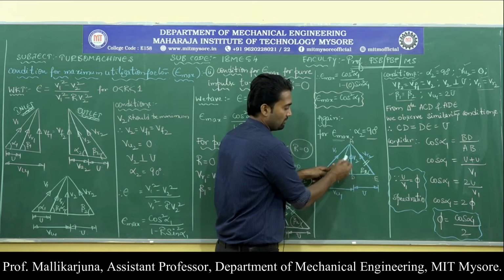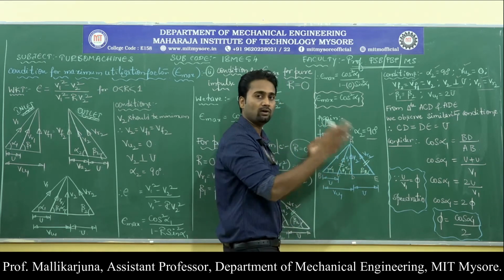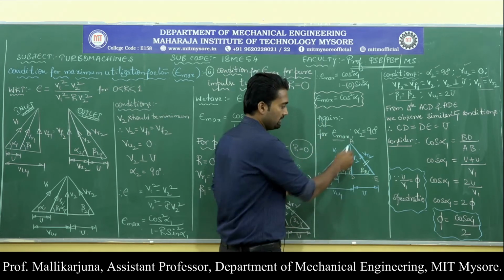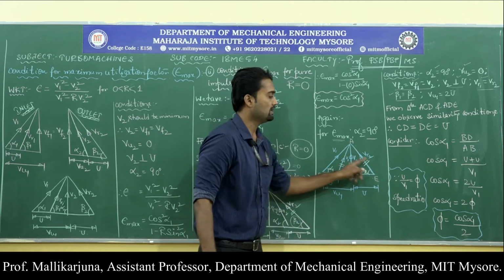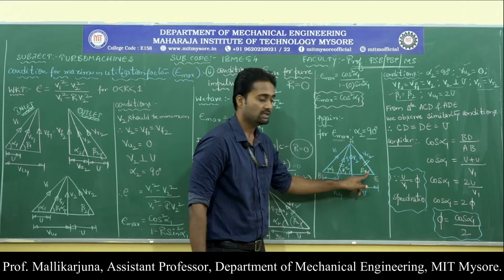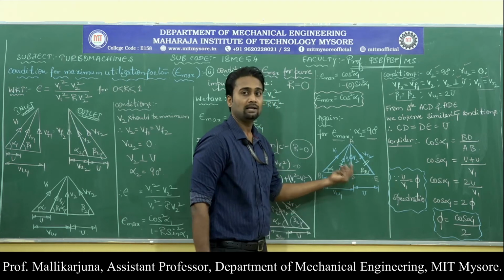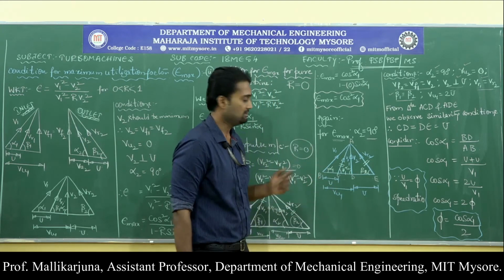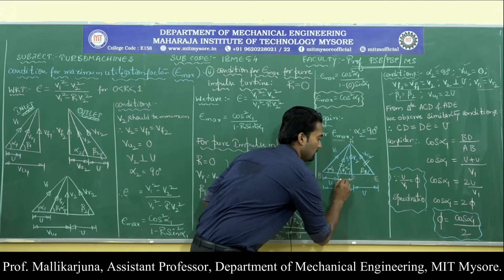V2 is common for this triangle as well as for this triangle. One of the sides is common for both the triangles. Next condition is VR1 is equal to VR2. Two sides are equal. Along with that, angle made beta 1 is equal to beta 2, and on either side alpha 2 is 90 degrees. In the sense, this length should be equal to this length.